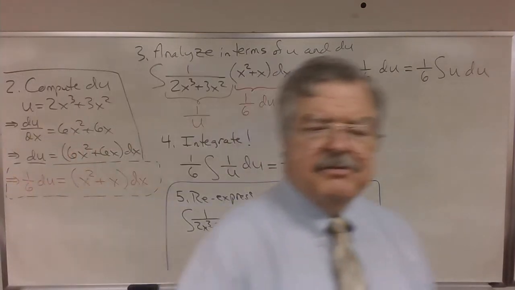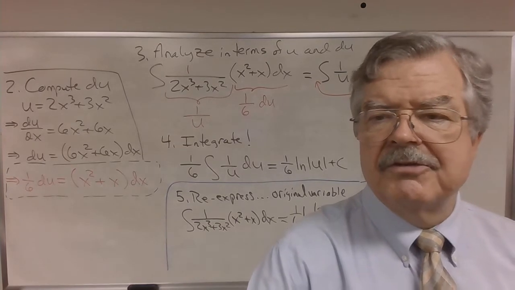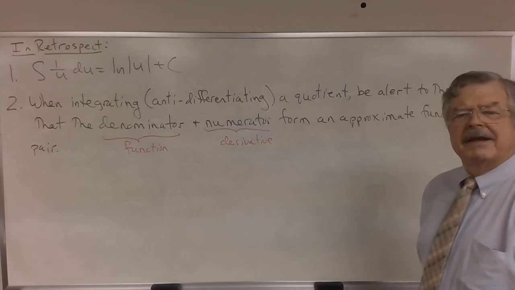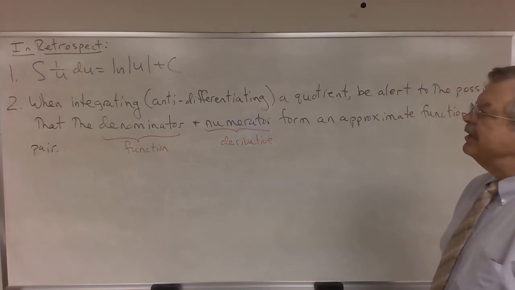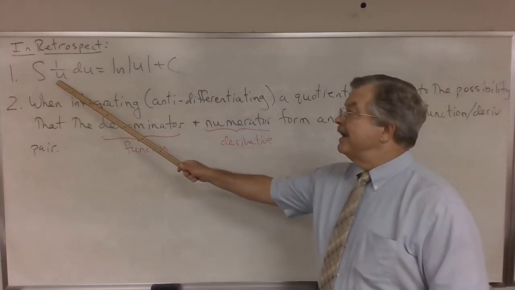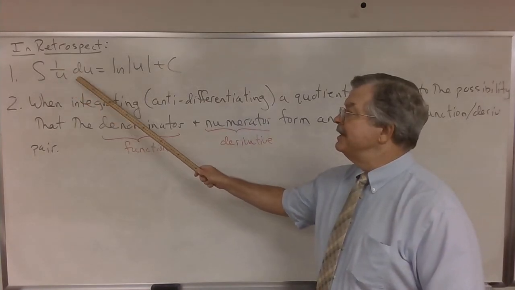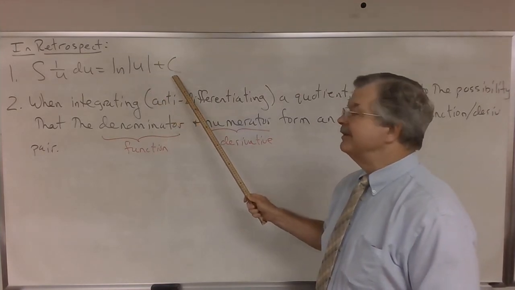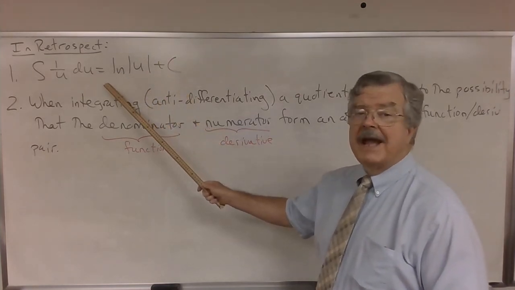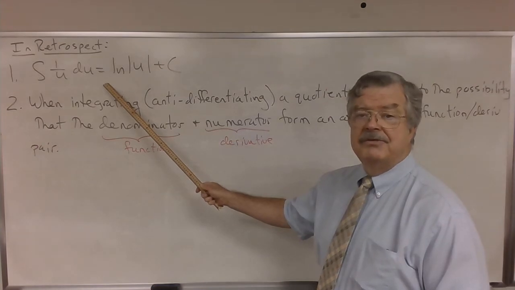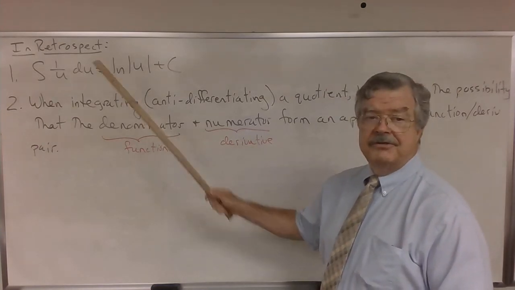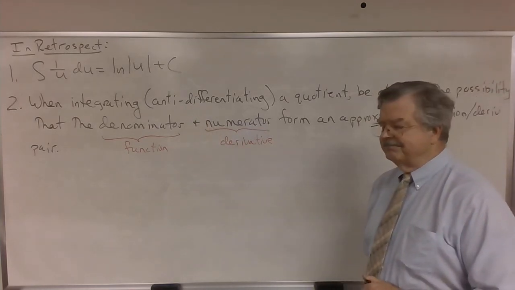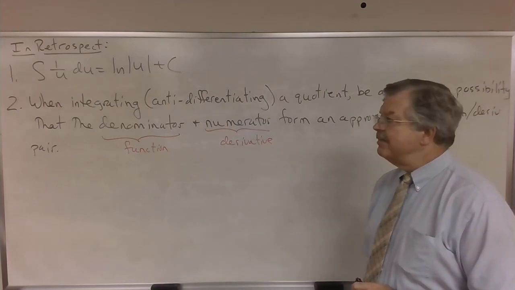Before we do another example, let me make a few remarks. Some words in retrospect before we go on to another example. The antiderivative of 1 over u du is the natural log of the absolute value of u plus c. This is just the counterpart of the formula that we used, in terms of u instead of x. Now, there's another retrospective that is worth keeping in mind.